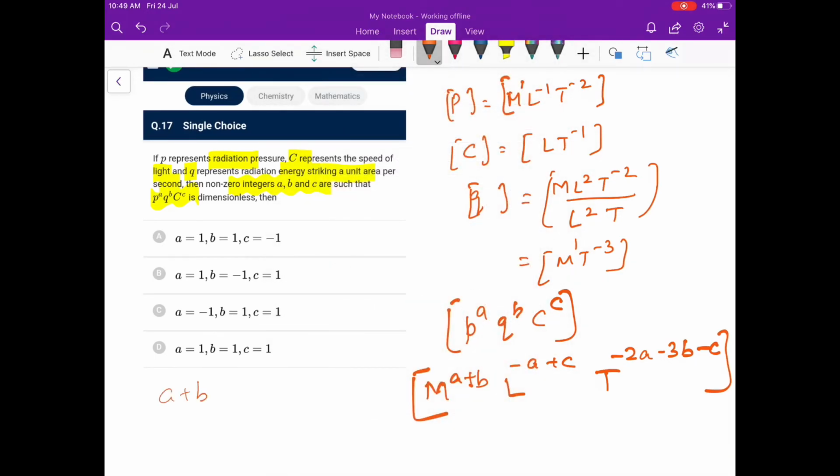Okay, A plus B is 0, so this is rejected, this is rejected. Next, A should be equal to C. So what we are getting, A equal to C, so only option B is right. You can check other things also, but the answer would be B.